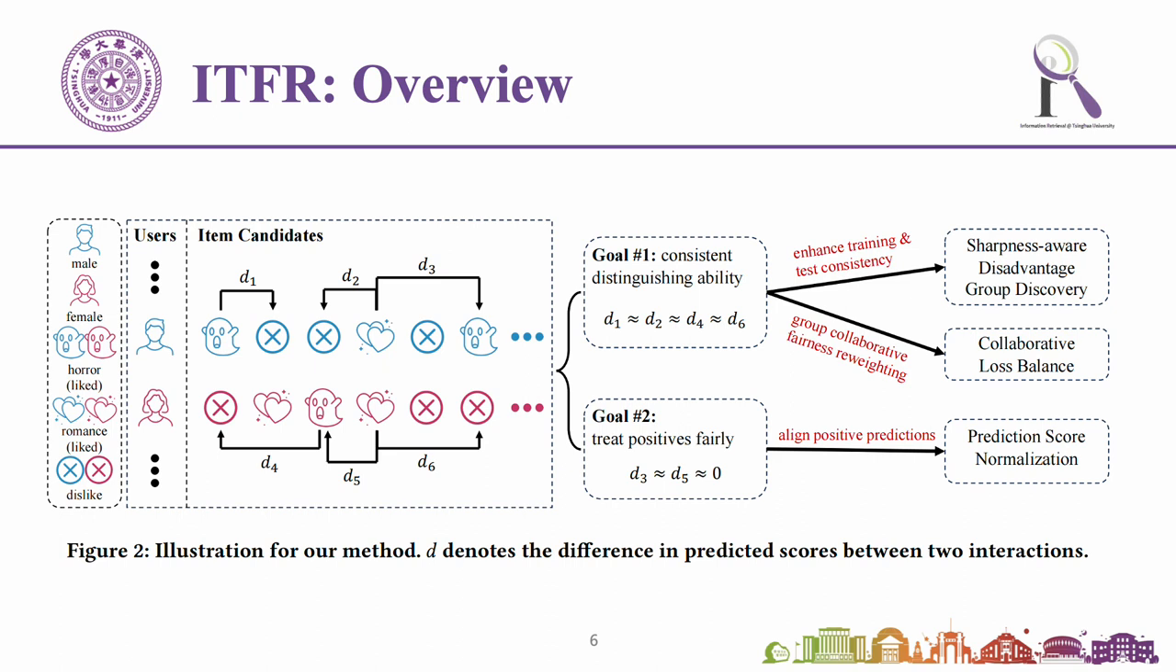Our method uses a shaping-aware loss to perceive disadvantaged groups, and then uses collaborative loss balance to develop consistent distinguishing abilities for different intersectional groups. Additionally, predict score normalization is leveraged to align positive predict scores to fairly treat positives in different intersectional groups.